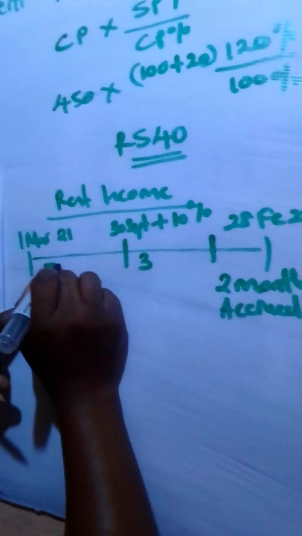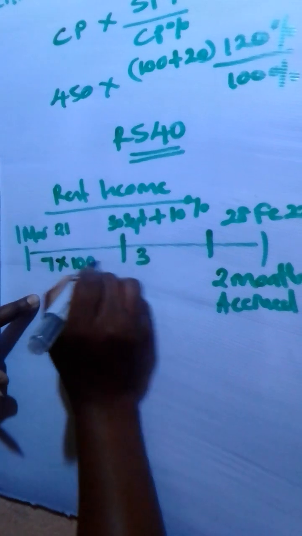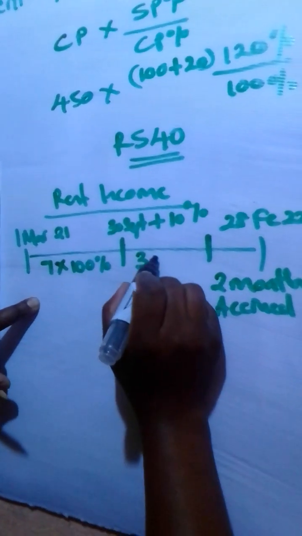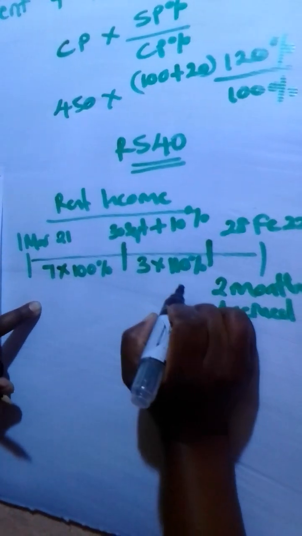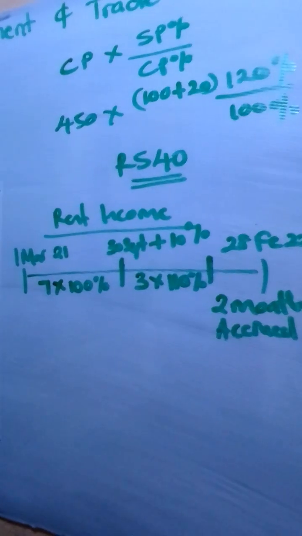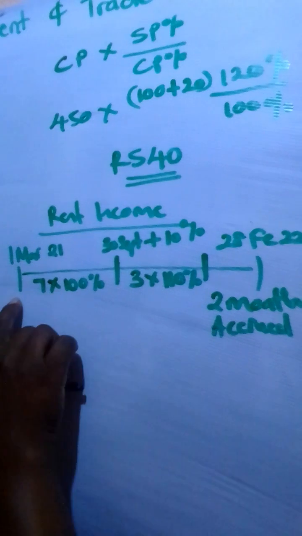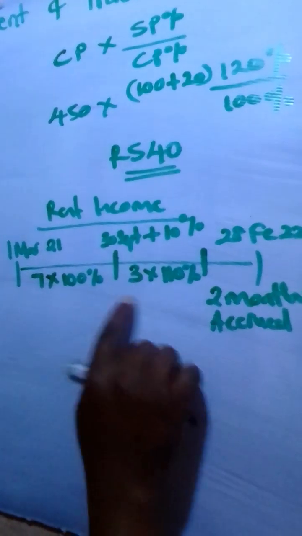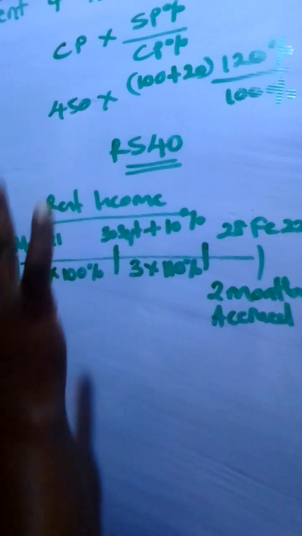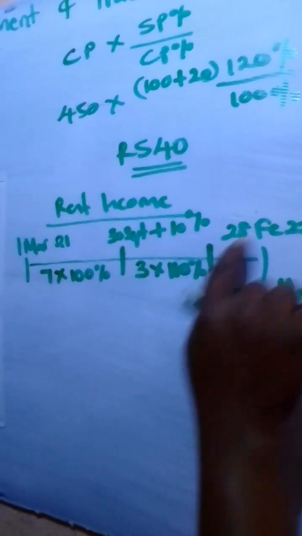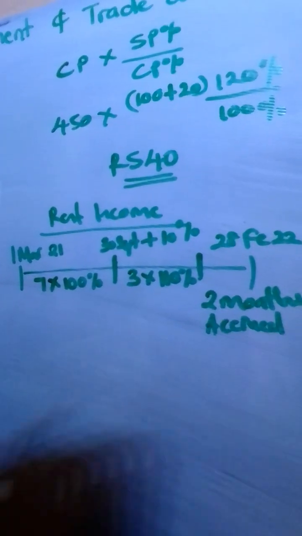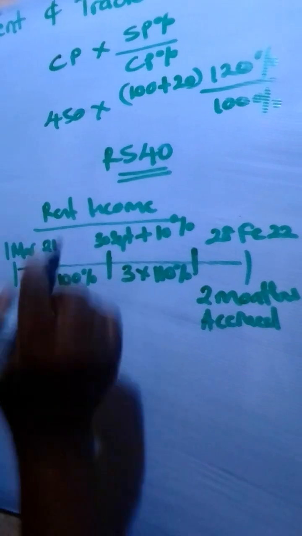So here we are going to say times 100%, and this side we are going to say times 110%. I hope we are still together. Remember, the rent was increased. Here it was 100%. If we add 10%, it becomes 110%. The reason why we are doing this calculation is that we want to find out how much the accrued income is. So let's first of all do this calculation.